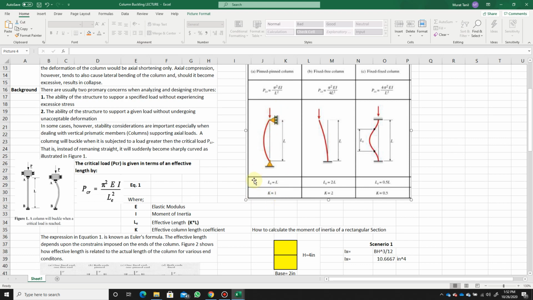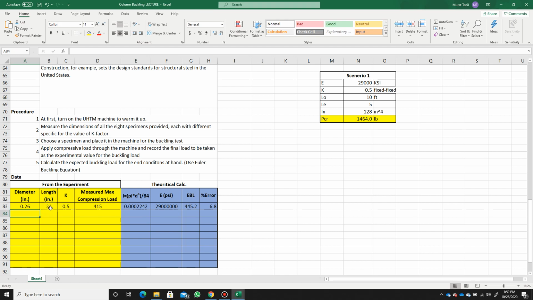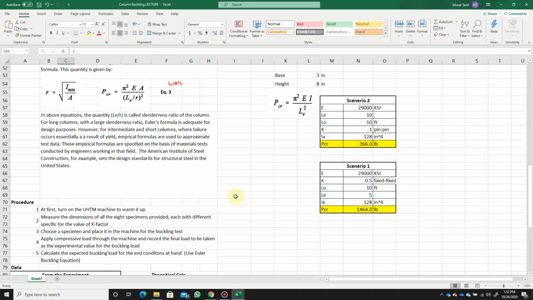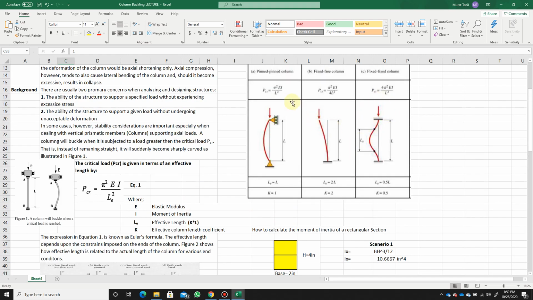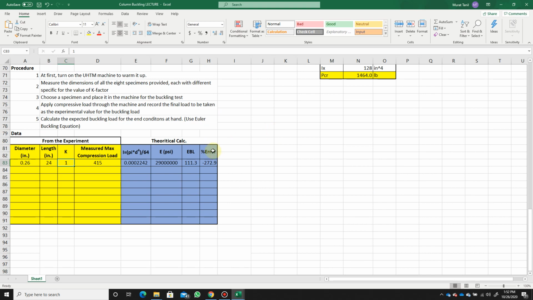So if I have the pin-pin conditions, then what's going to happen is, instead of 0.5, if I put 1.0, pay attention to the elastic buckling load, which is 445 psi right now. If I change my mind and use pin end conditions, if I change the fixed to pin, I will reduce my elastic buckling load for this particular member to 111.3 as opposed to 445.2.